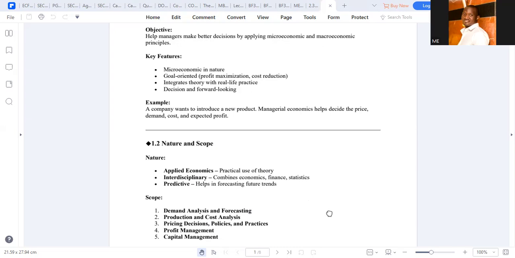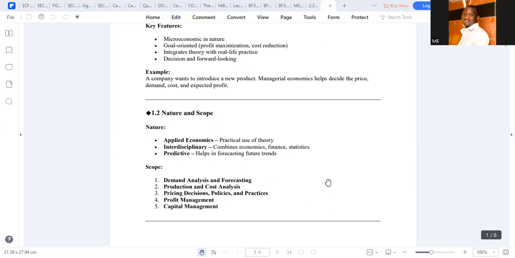So in this very course, you're going to find questions to do with economics, questions to do with finance, and statistics. So it has a predictive nature. It will help in forecasting trends. And the scope of economics will look at demand analysis. We're going to look at demand and supply. We will look at forecasting, production, analysis, decision, policies, and profit management.